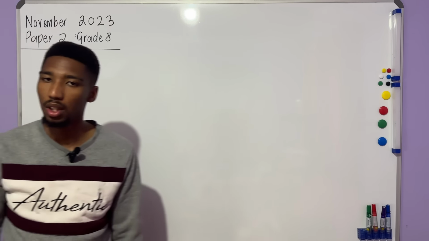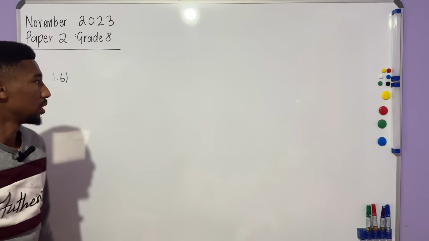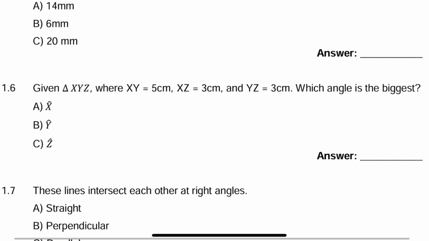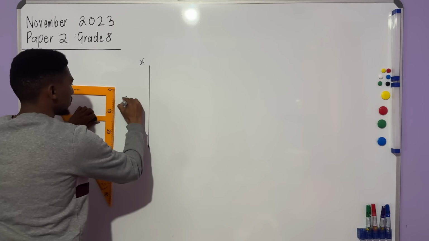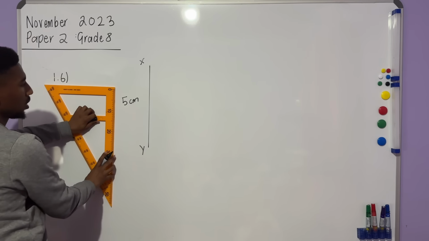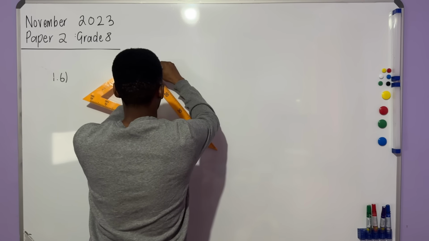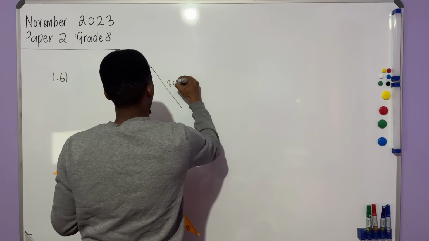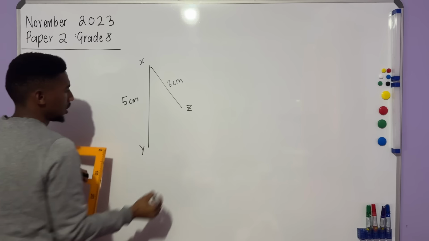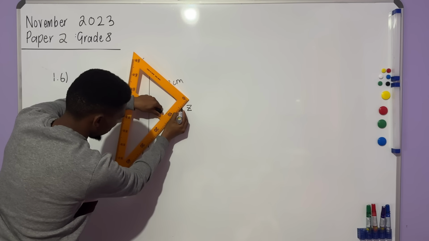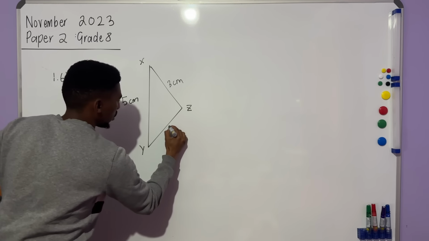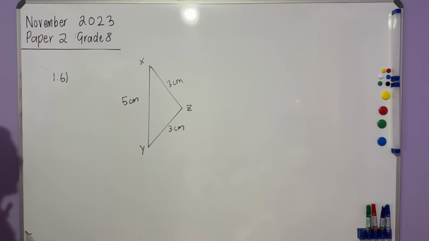1.6, I have to illustrate to you. Given triangle XYZ, you can draw the triangle however you want. I'm going to draw my triangle XYZ like this. It's saying that XY is 5 centimeter. Okay, it's not drawn to scale. And it's saying that XZ is 3 centimeter. So I'm going to draw that about there. That's 3 centimeter for XZ. And YZ is also 3 centimeter. So you are drawing an isosceles triangle.